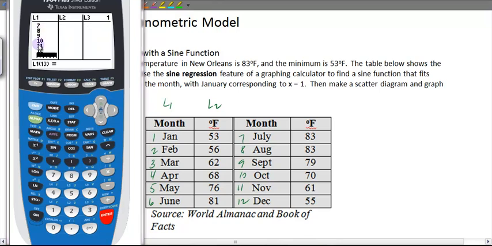Okay, so you can see the rest of my list that I have here ending with 12, and I'm just going to arrow over, and it starts all over. See, I'm at the top of the L2 list. From here, I'm going to enter the corresponding temperature values. So the first number I'm going to enter is 53, because I know that 53 corresponds with number 1, or January. Then I'm going to hit 56, and so forth. I'm going to do that all the way through till I get to this 55 down here.